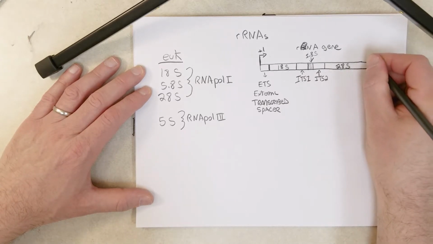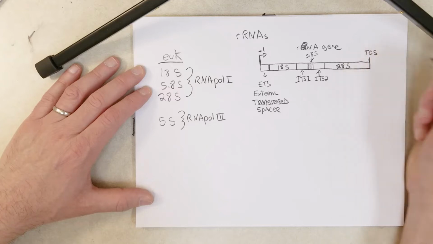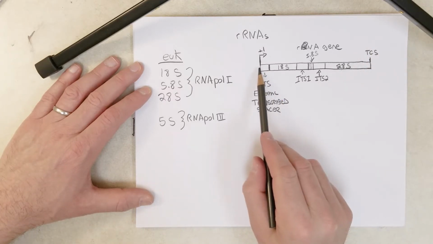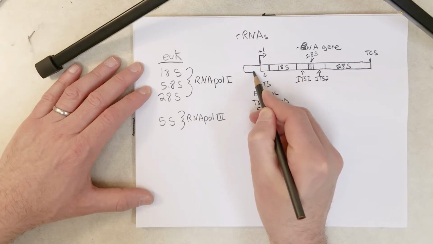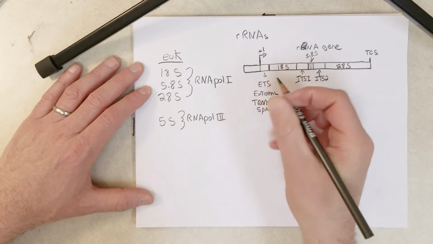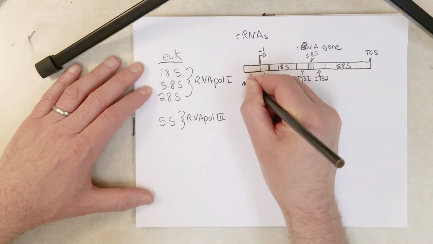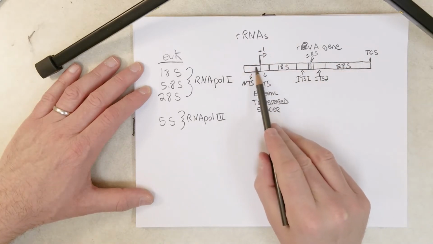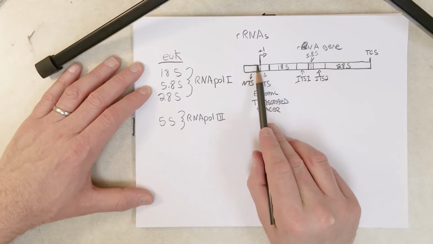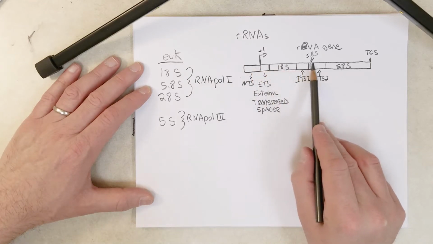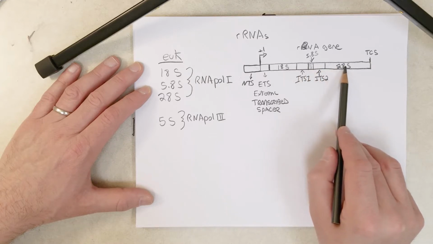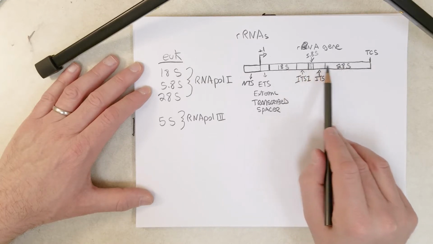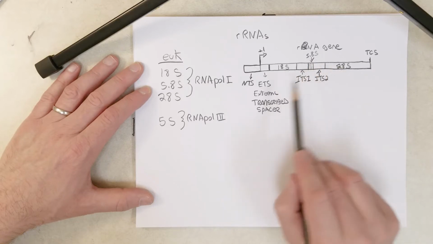Let's say the transcriptional cleavage site is right here. What happens is RNA polymerase 1 is going to bind, let's say right here. We're going to call this the NTS, and I'll explain why in a moment. It binds right around here and transcribes this whole gene. We get a long RNA molecule, and the 18S, the 5.8S, and the 28S are cleaved from the long RNA to give us each of these individual RNA molecules.